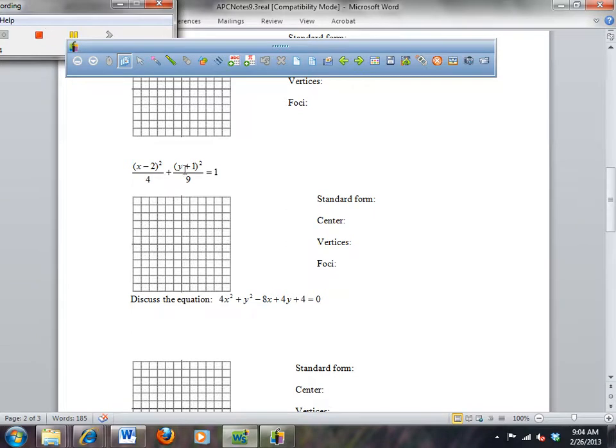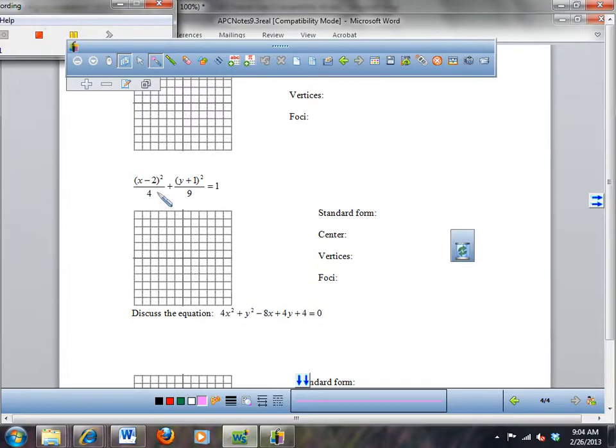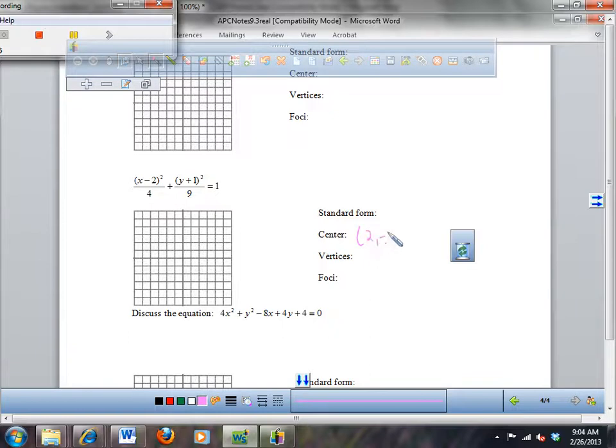Okay. Anyway, so standard form. This one is already in standard form. Okay. We can find the center. Now the center is different in this one, right? So it is at 2, negative 1. All right. And then A is what? A is 3, so this is going to be a vertically going ellipse, and B is 2, right?